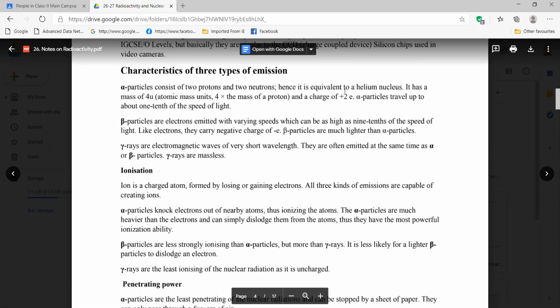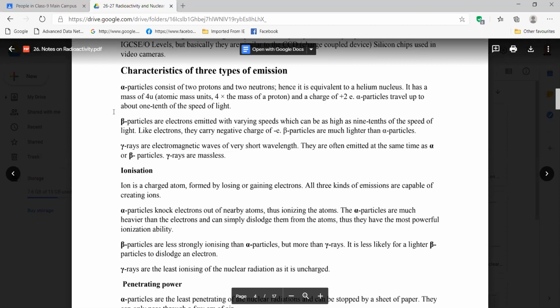That's why it is equivalent to a helium nucleus. In helium, we have electrons as part of the atom, but the nucleus of helium contains two protons and two neutrons. So that's why we consider alpha particles as the helium nucleus.